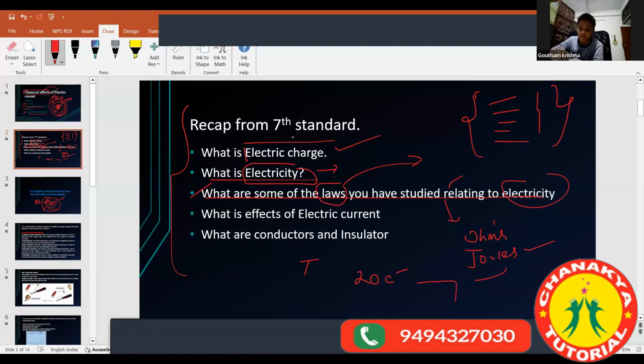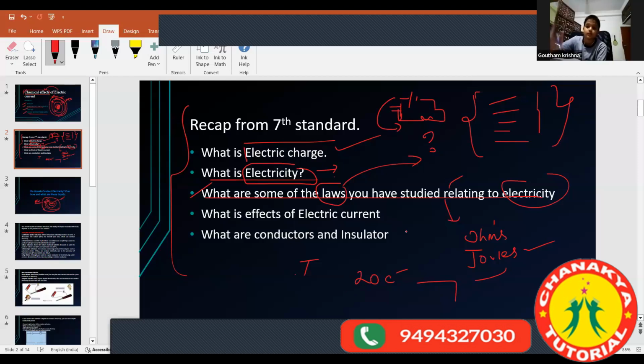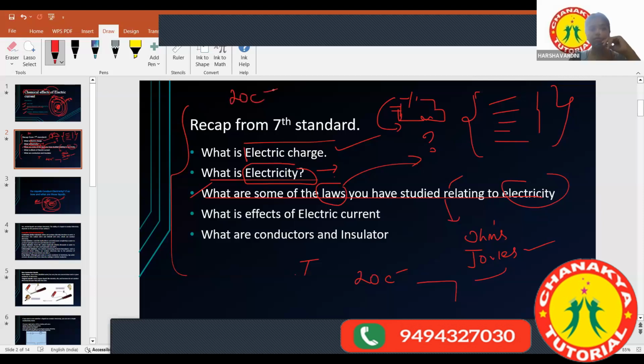So my question is, we have a circuit. For example, we have some resistors and a switch, and I'm telling you to find the electric current flowing in this. You all told that flow of charges is called electricity, right? Am I right? Everybody should unmute and talk. Yes, ma'am. So if I'm telling you some 20 electrons are flowing in the circuit.